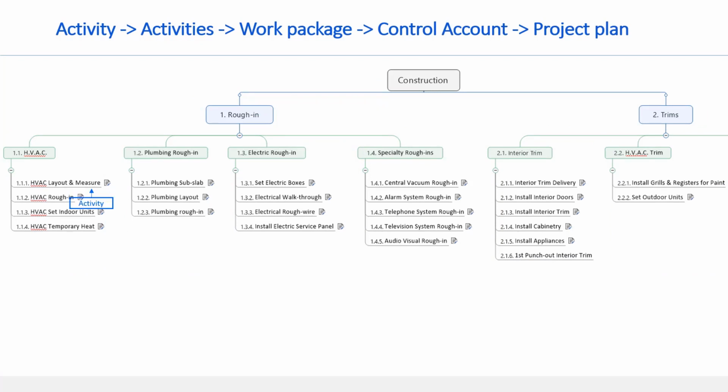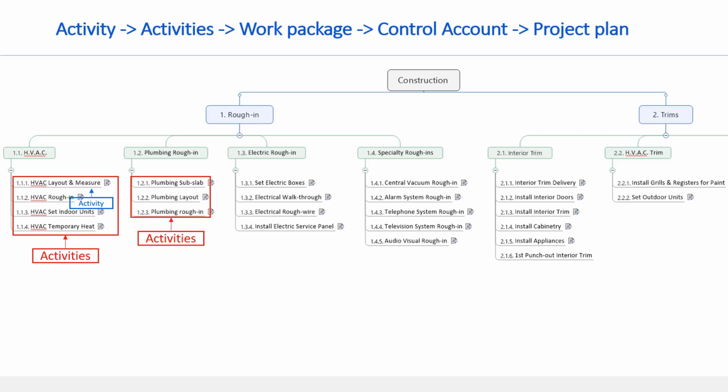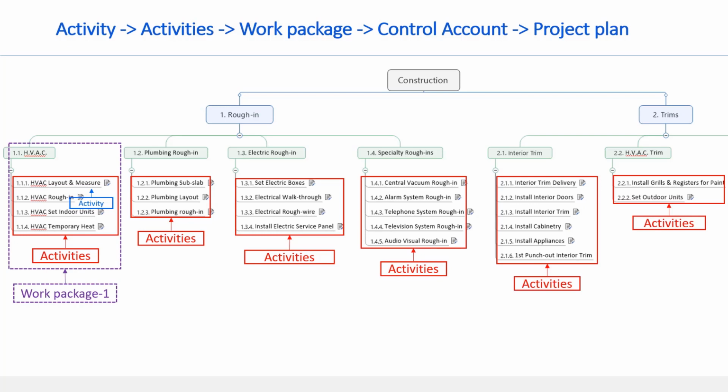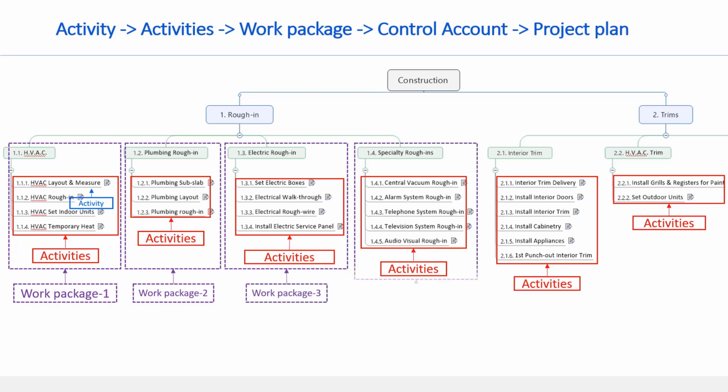As discussed earlier, the last detail in the hierarchical plan is called an activity. You create multiple activities to deliver a work package. There can be multiple groups of activities. The activities grouped under a logical heading are called work packages. There can be multiple work packages.